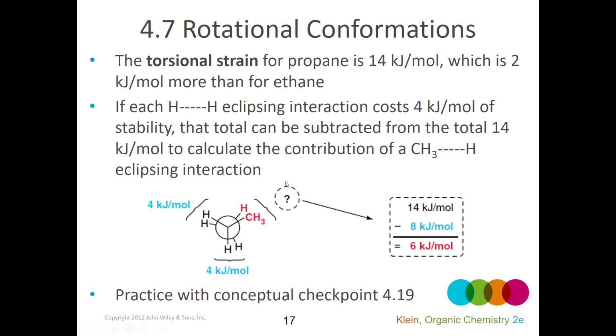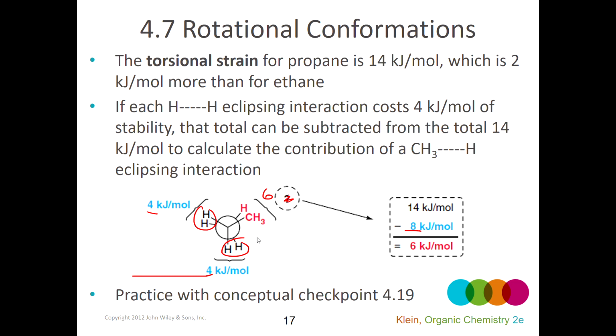And if we break that down per interaction, we know that a hydrogen eclipsing a hydrogen, we determined, was 4 kilojoules per mole. So we have a total of 8 kilojoules per mole for those two interactions. So if we subtract that from the total, we get 6 kilojoules per mole for that hydrogen methyl group interaction. If you had asked me, I probably would have expected it to be more, but that's what the experimental calculations show.